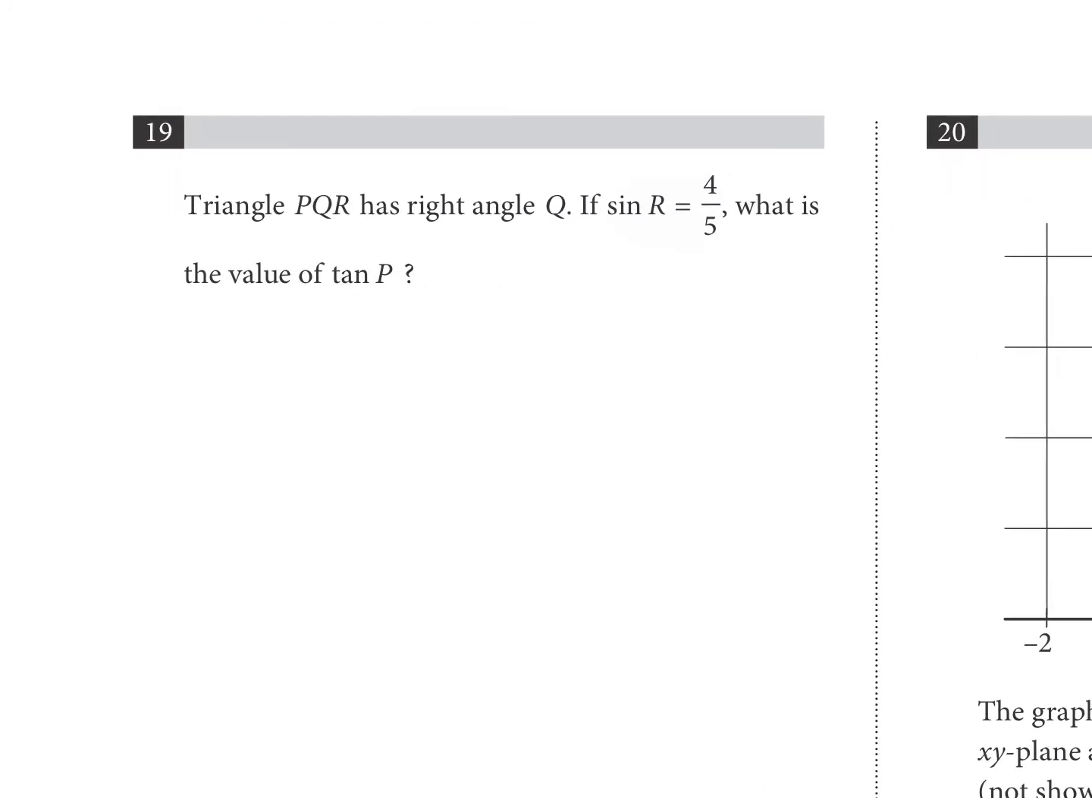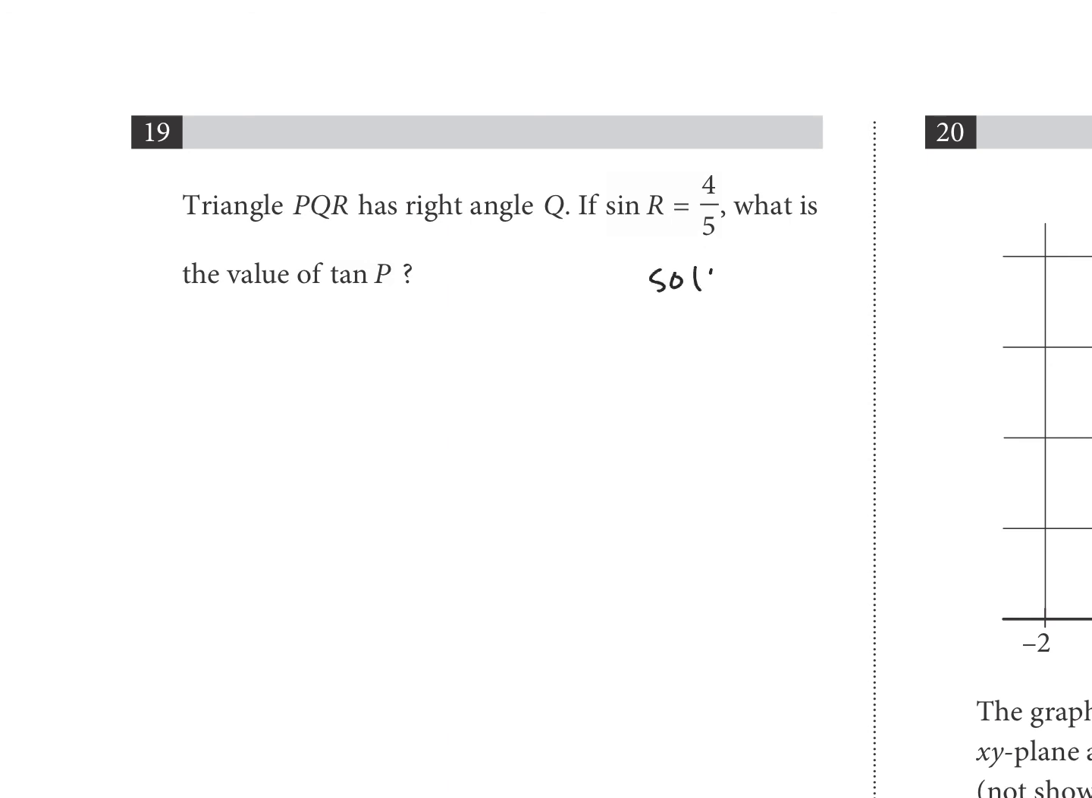All right, on to 19. So here's the only trig question we've seen, and it's a pretty easy one in terms of what it's asking you trig-wise. But let's remember SOHCAHTOA. Sine is the opposite over the hypotenuse, cosine is the adjacent over the hypotenuse, and tangent is opposite over adjacent.